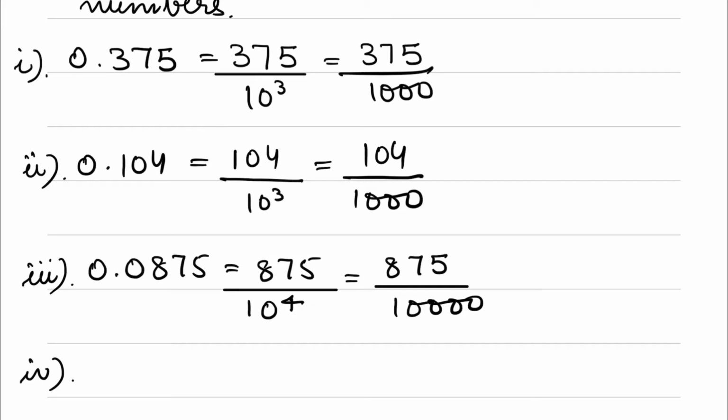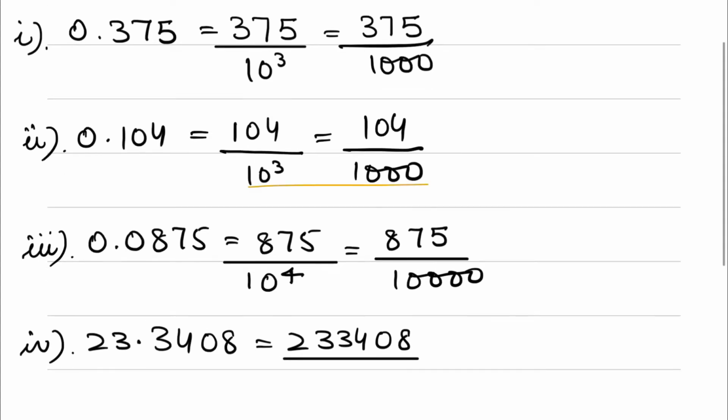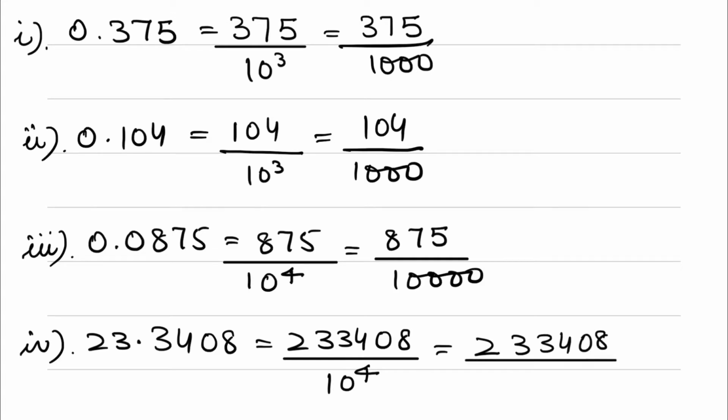So we have 23.3408. This can also be written as 233,408 divided by 10 raised to the power 4 decimal places, so 4. It can be written as 233,408 divided by 10,000. Now if we look at this, we can say that here all the denominators are in the power of 10.